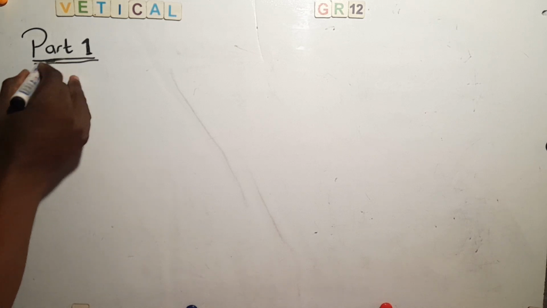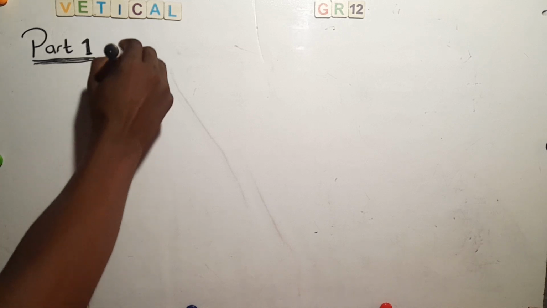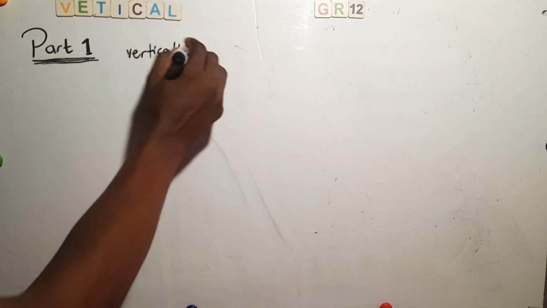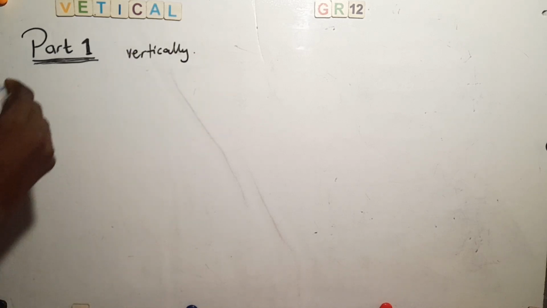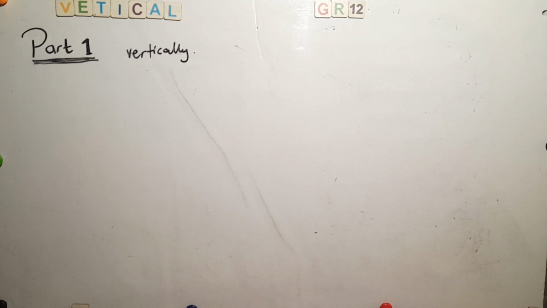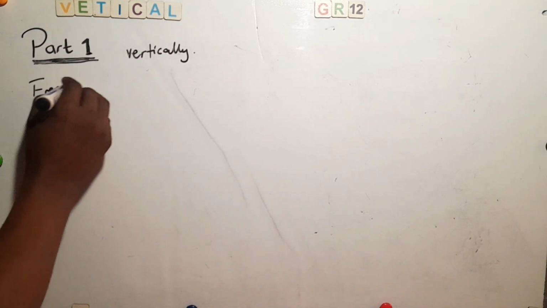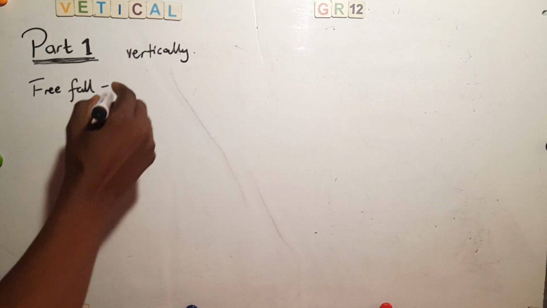So when we're dealing with vertical projectile, the first thing that we can talk about is objects that are in motion vertically. In this session, we are going to take everything that is moving up and down as being in free fall. Maybe we want to know what free fall is. So free fall describes the motion.